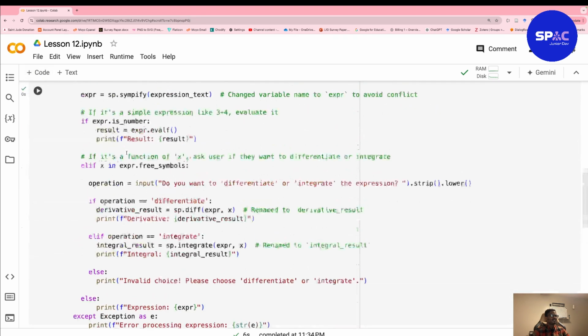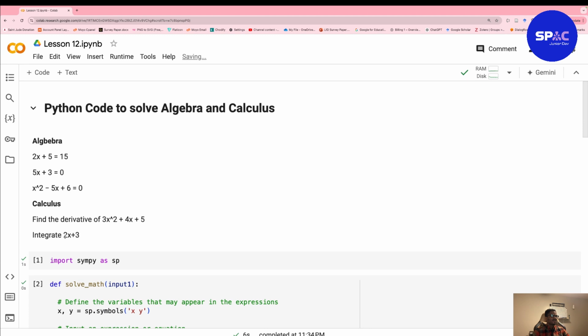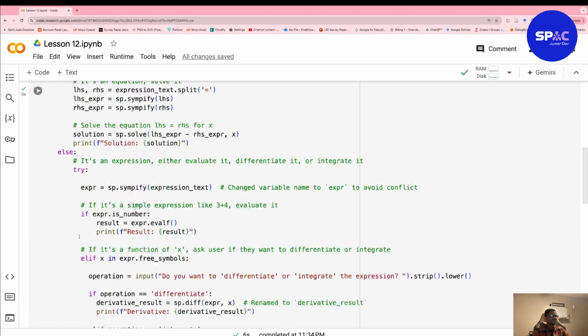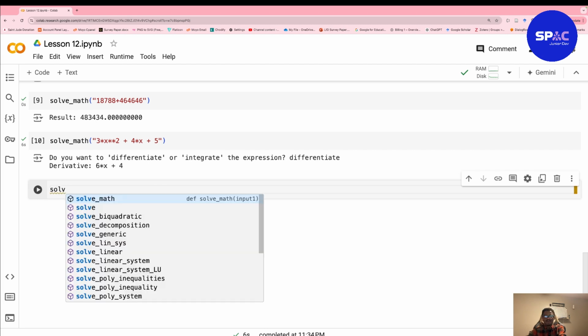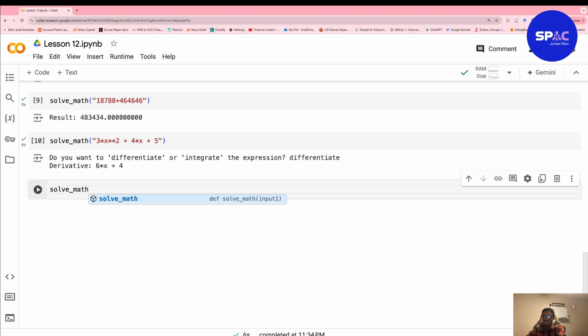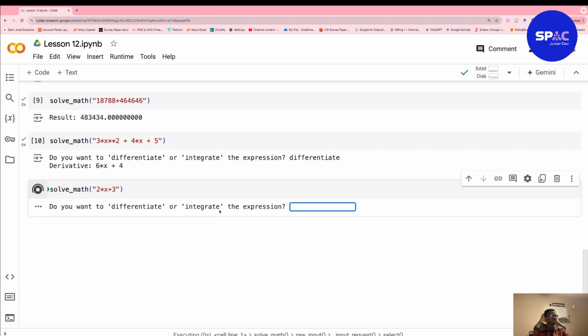So let's integrate one equation. Again, if you don't know what integration is about, don't worry about it, you will know it. But this can solve any math equation if you put it in the right way. Remember, we have to put multiplication here. It will ask you whether you want to integrate, and this should give me x squared plus 3x. Let me see. Yeah, x squared plus 3x.